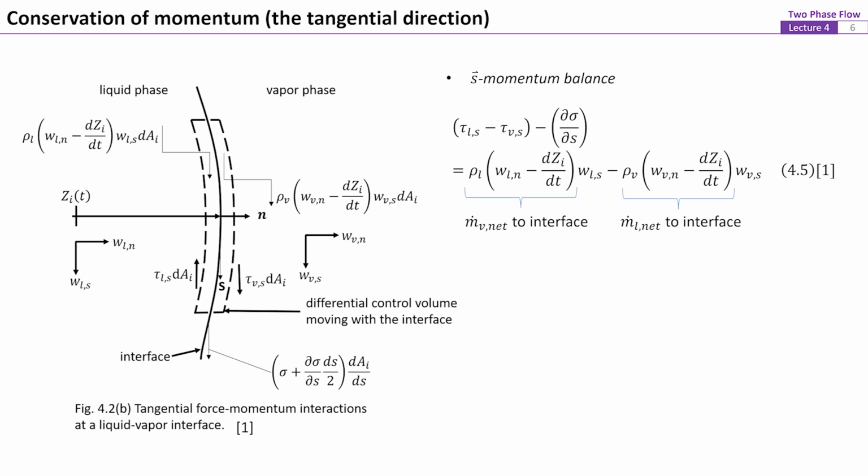This figure indicates the momentum balance in the direction tangent to the interface. The direction is denoted with the unit vector s. Referring to the mass conservation, the net mass flow rate into and from the interfacial control volume are used to define the convective flow of momentum in the direction of the unit vector s. The terms in the first bracket of the equation on the left-hand side are the shear stresses at the interface. The second term represents the change in the surface tension along the interface.